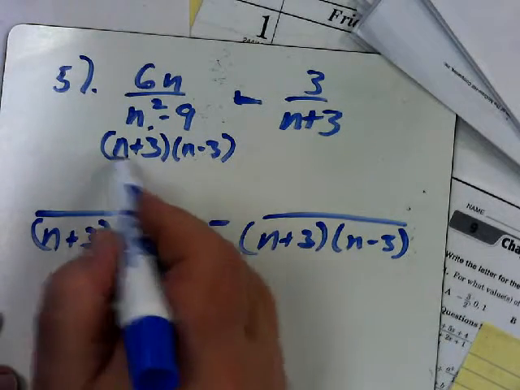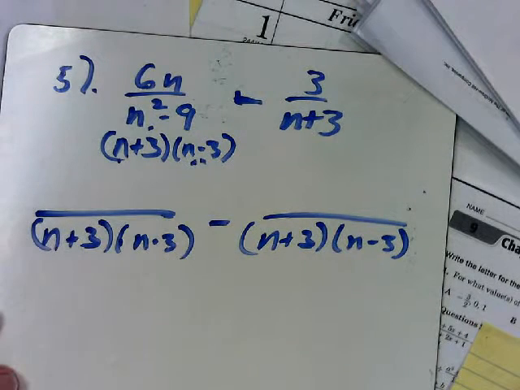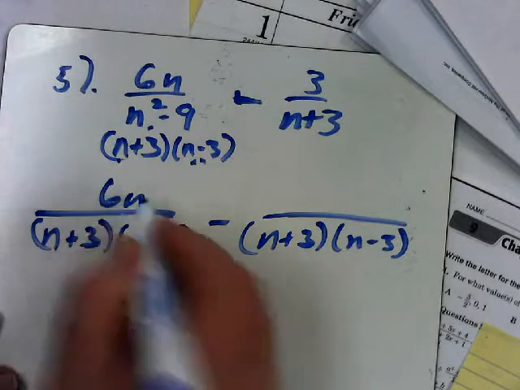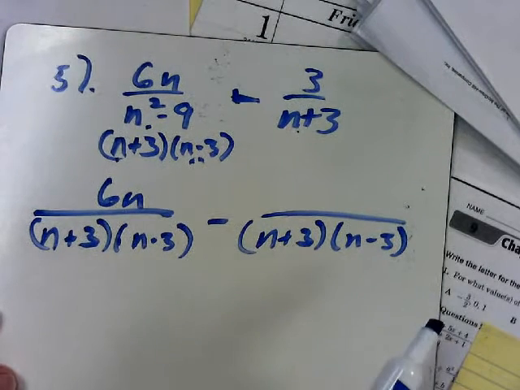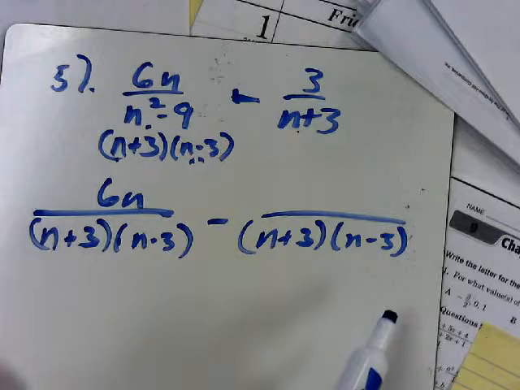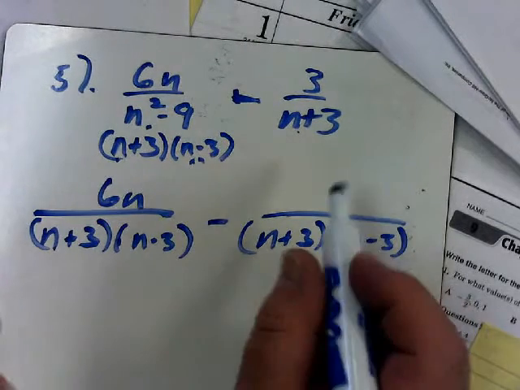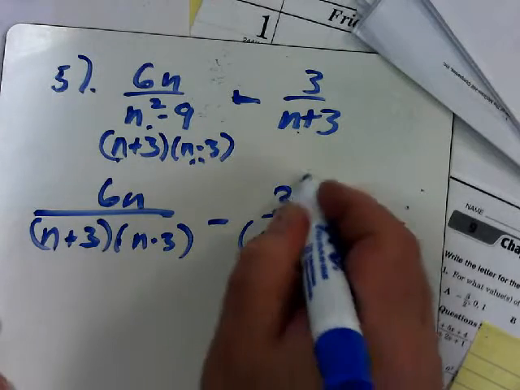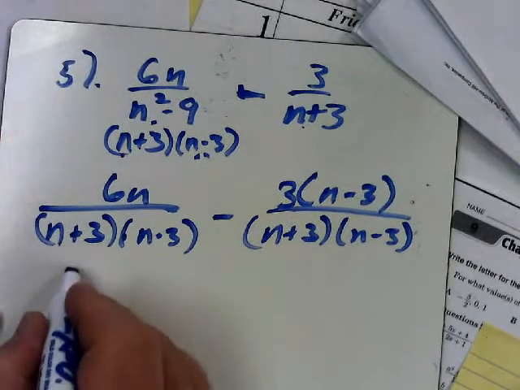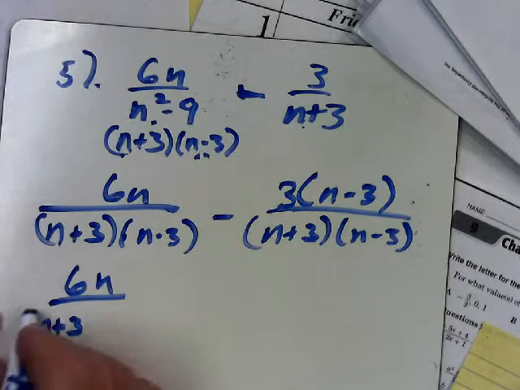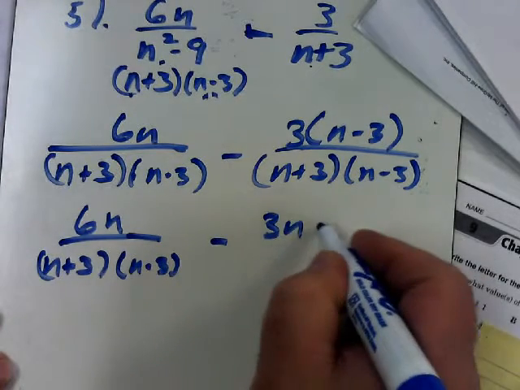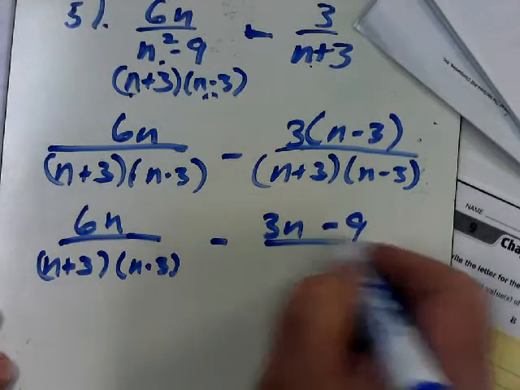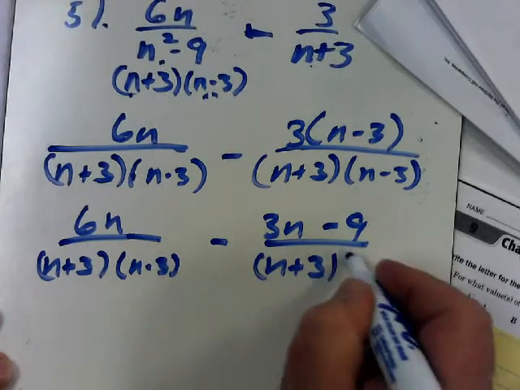Do I have to make any changes in the numerator because these are the same as down here? No. So I'd have a 6n. Do I make any changes in the numerator because I only have an n plus 3 here? No. To what? N minus 6. So now I have 6n over n plus 3 and minus 3 minus 3n minus 9 over n plus 3, n minus 3.